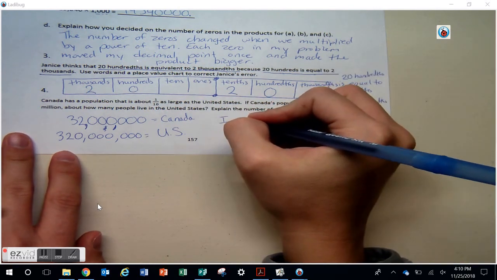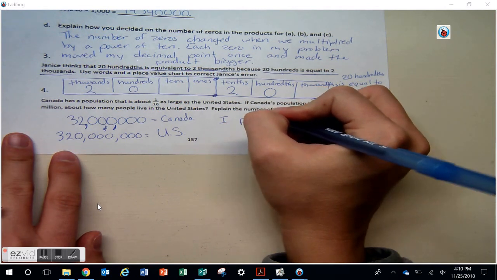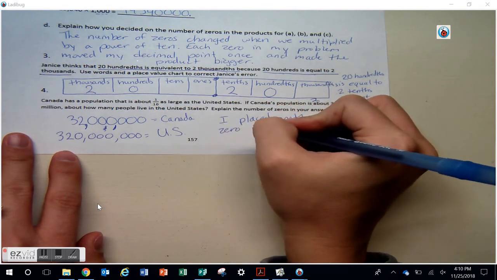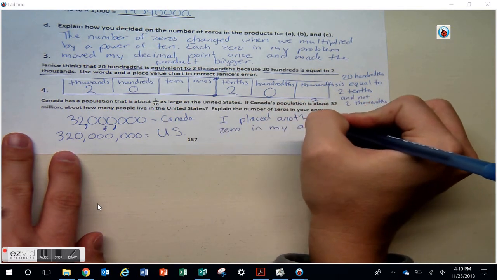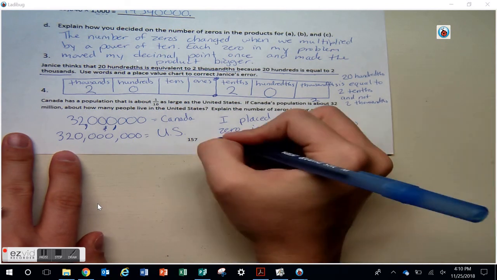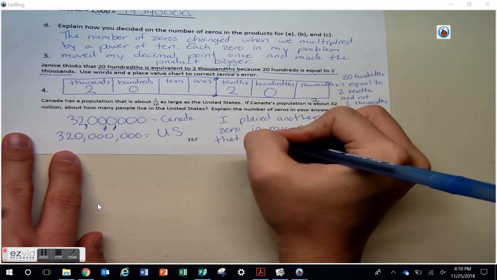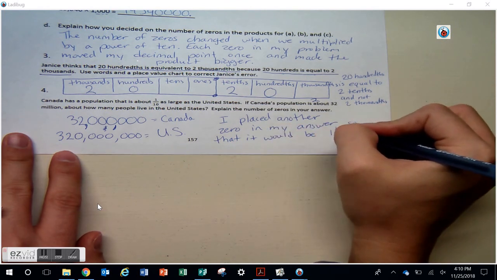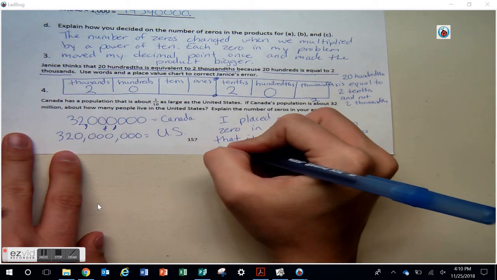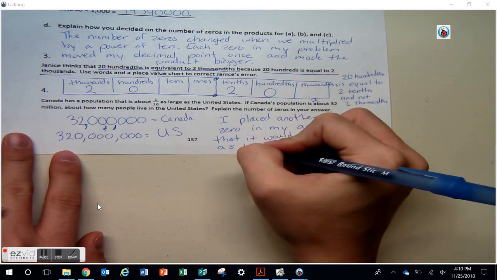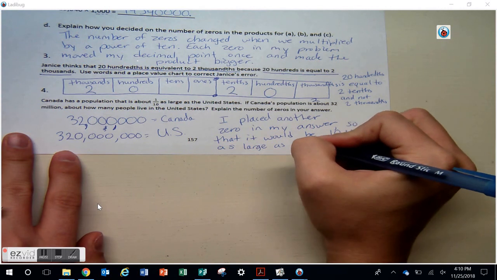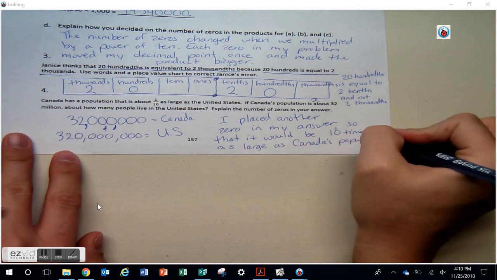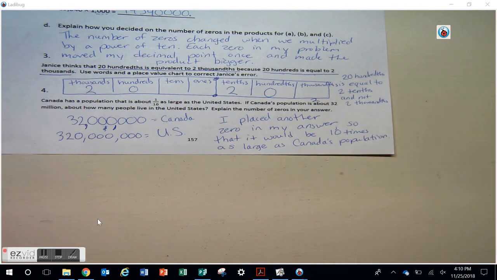I placed another 0 in my answer so that it would be 10 times as large as Canada's population. That's it for our problem set.